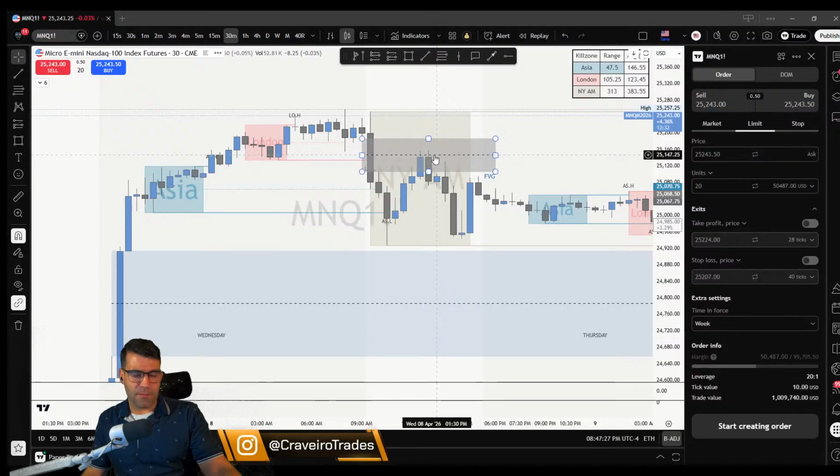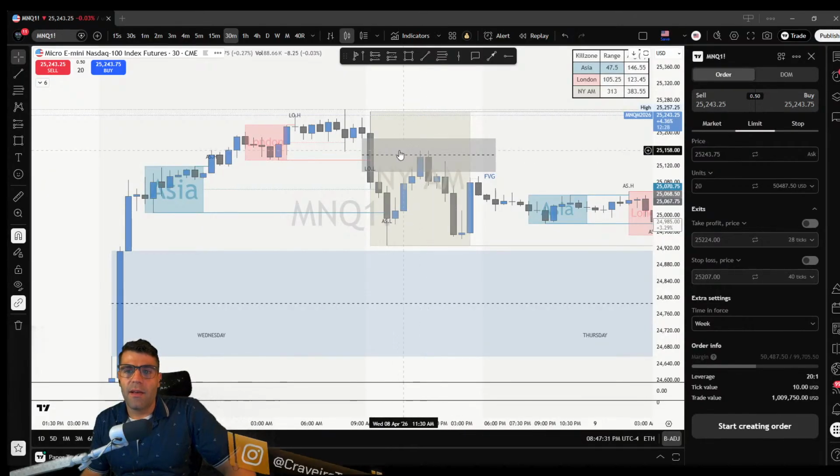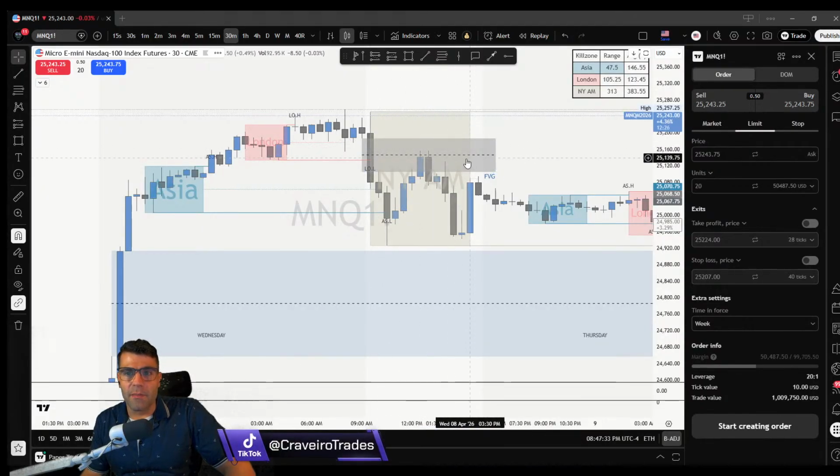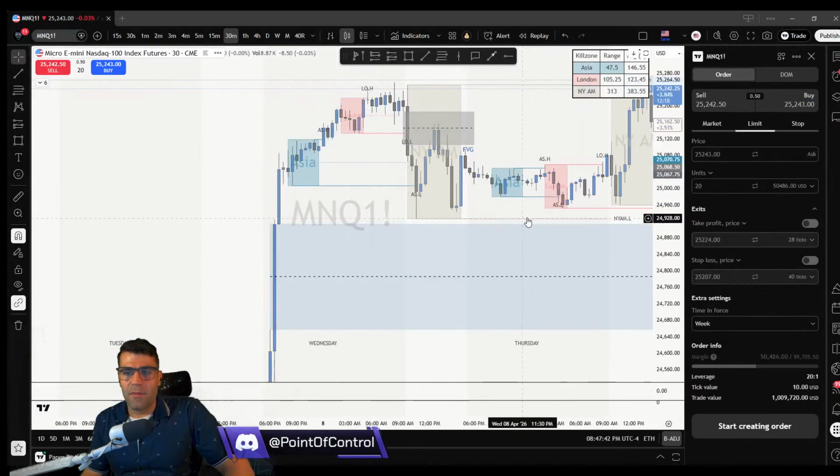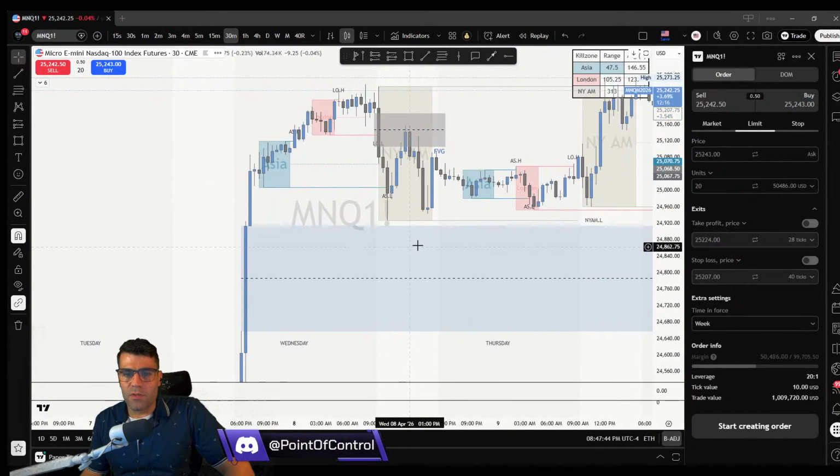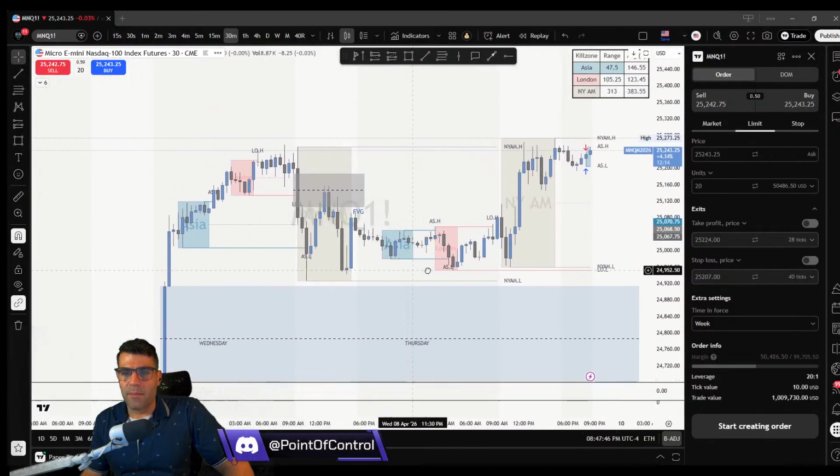Price retraced back into that fair value gap, and this is a bearish fair value gap. So you could be looking for an entry off of the bearish fair value gap, targeting, you know, lows or another fair value gap or things of that nature.